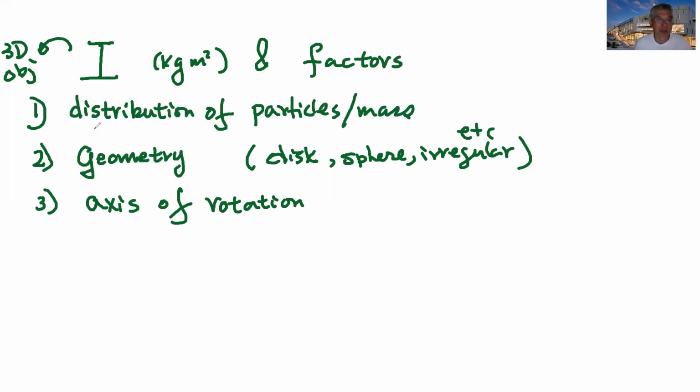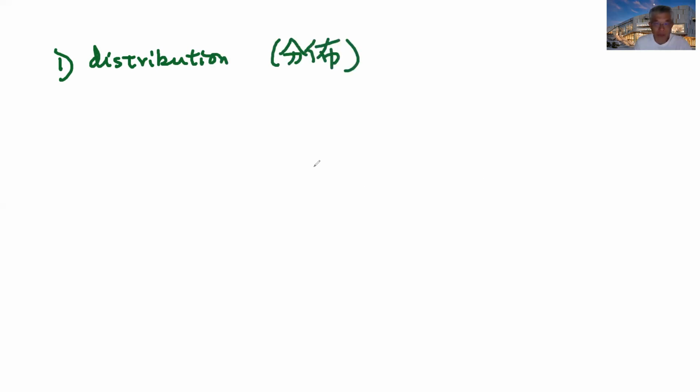So think about number one first. Let me erase it, keep it nice and neat. Number one, we say the distribution. In Chinese, this is 分布, 质量分布. So if you have two objects, consider two 3D objects.